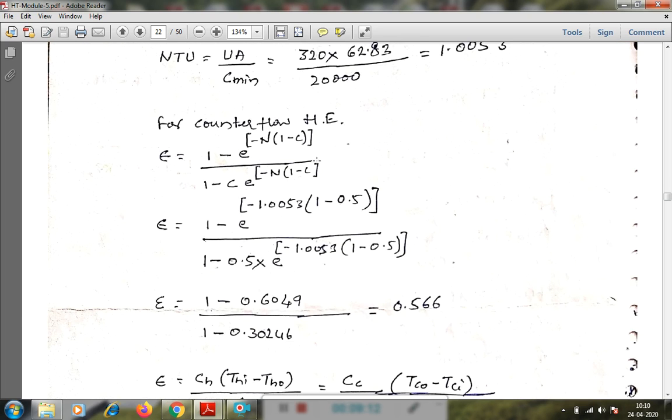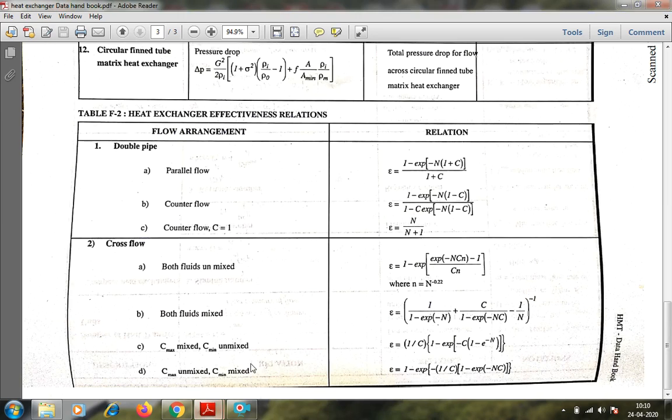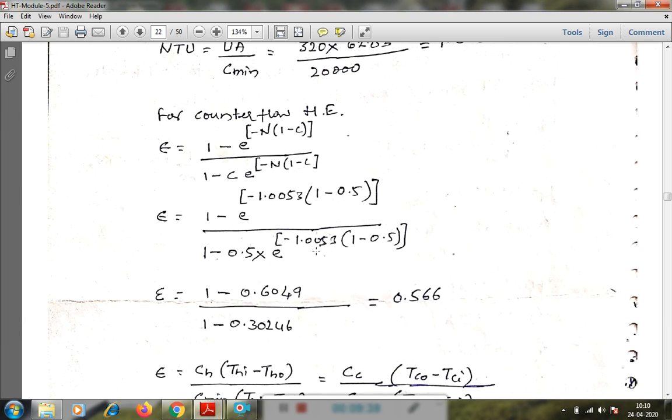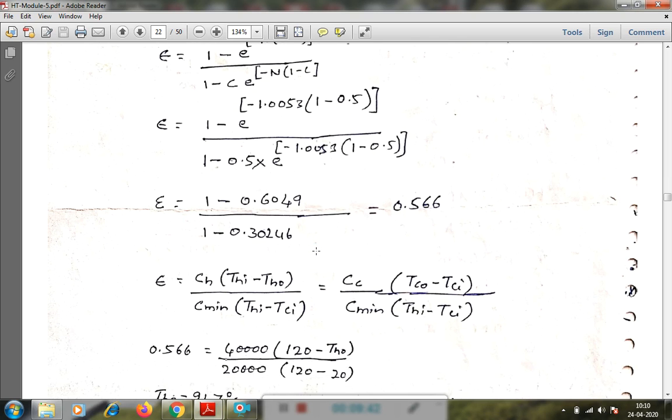Then for the counter flow heat exchanger, we already know this, and from the data handbook also we can take it. The effectiveness for the counter flow heat exchanger is 1 minus exponential of minus N(1 minus C), divided by 1 minus C into exponential of minus N(1 minus C). We take this equation, substitute N and C, and after calculation we get the effectiveness.